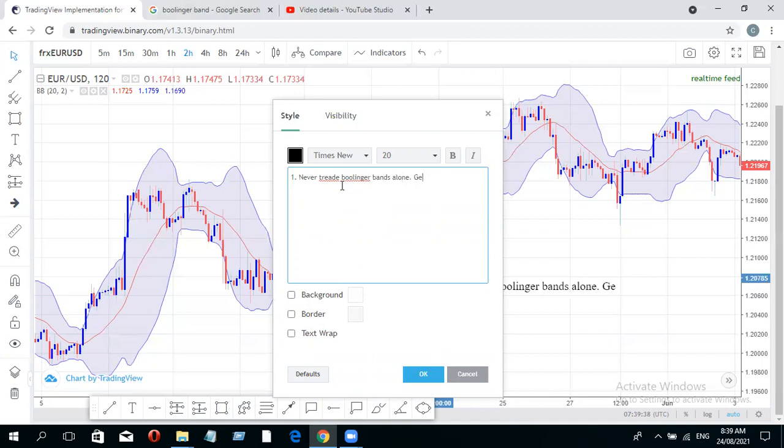Get the overall market structural bias. You must never trade the Bollinger Band alone. Always get the overall market structural bias. That's the first thing. Don't just trade it alone.